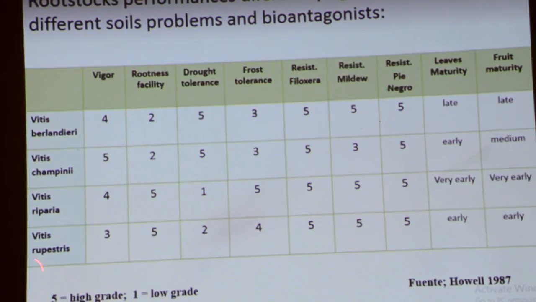And also rootstocks coming from these two, the fruit will mature much earlier than the other ones. For example, 101/14 can mature the fruit two weeks earlier than a Richter with the same variety.